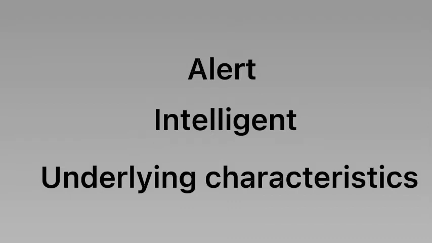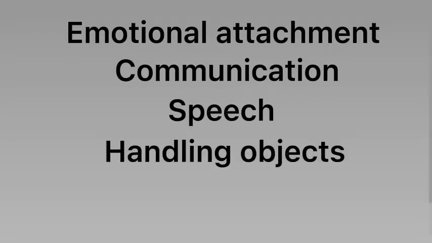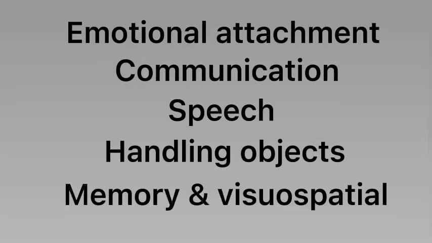Kanner syndrome. Doctors can describe this syndrome as a classic autistic disorder. Children with this disorder will appear alert and intelligent, with underlying characteristics of the disorder. This includes lack of emotional attachment with others, communication and interaction challenges, uncontrolled speech, obsession with handling objects, and a high degree of rote memory and visual skills, with major difficulties learning in other areas.